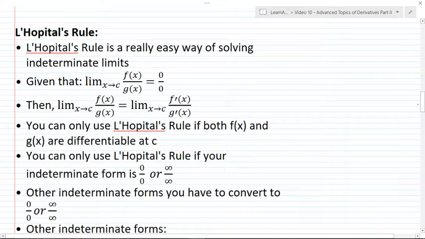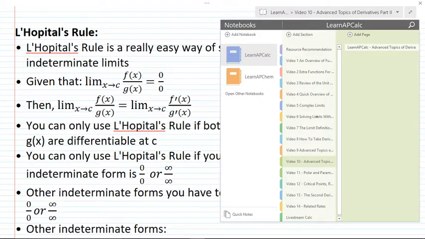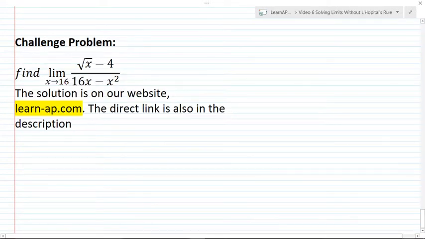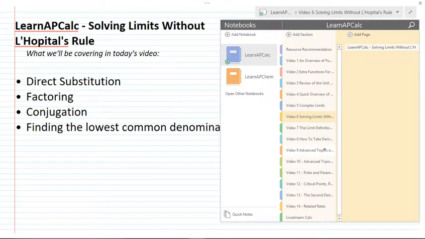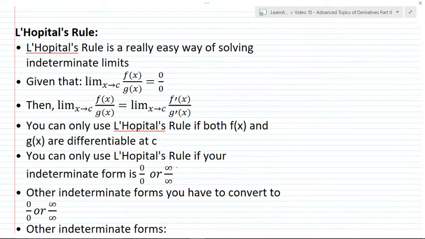We also went over L'Hopital's rule. L'Hopital's rule is basically just showing us how to evaluate indeterminate limits. You might remember in an earlier video, we talked about solving limits without L'Hopital's rule, and I gave you 4 main methods. Direct substitution, or that's not really a method, but it's always something you should do. Factoring, conjugation, finding the LCD. Those are harder, but L'Hopital's rule makes it much easier.